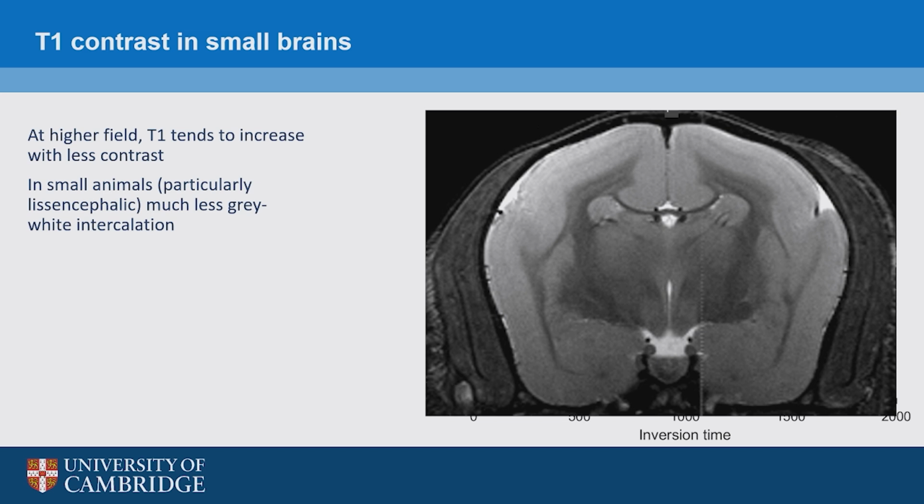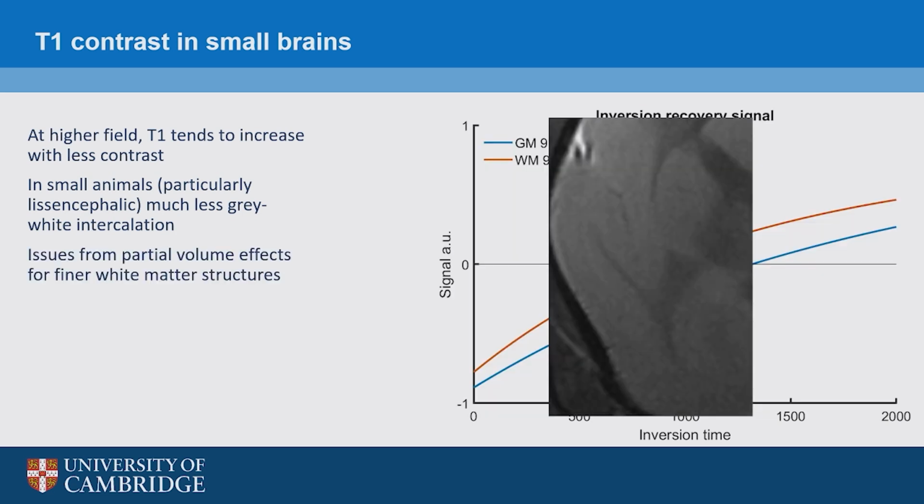Worse, in small animals, particularly those with a smooth cortex, there is much less grey and white matter intercalation. So you tend to have a smooth sheet of grey matter sitting on the white matter. They're less mixed up together. So nulling one of those tissues doesn't tell you everything about the shape of the brain in the same way that it does for human imaging. In addition, because there's much less white matter, you have partial volume effects. So if you're looking at fine structures, so here, just under the insula, this is a marmoset, the white matter is really small. So relying just on the T1 difference, it's not going to give us a good picture to infer the shape of the brain.